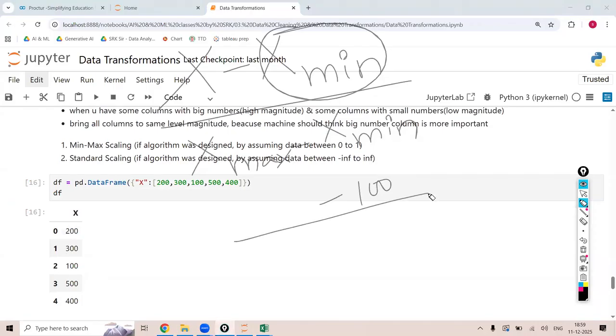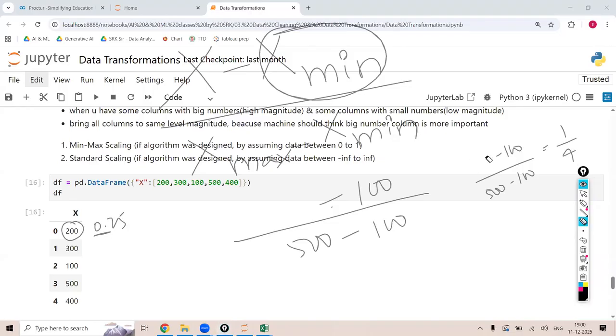In the given data, what is the maximum number? X max means the maximum number. The maximum number is 500, and the minimum number is 100. Now every time you substitute a number here, it will be converted. When I substitute 200, 200 minus 100 divided by 500 minus 100 is nothing but 100 divided by 400, which is 1 by 4, that is 0.25.